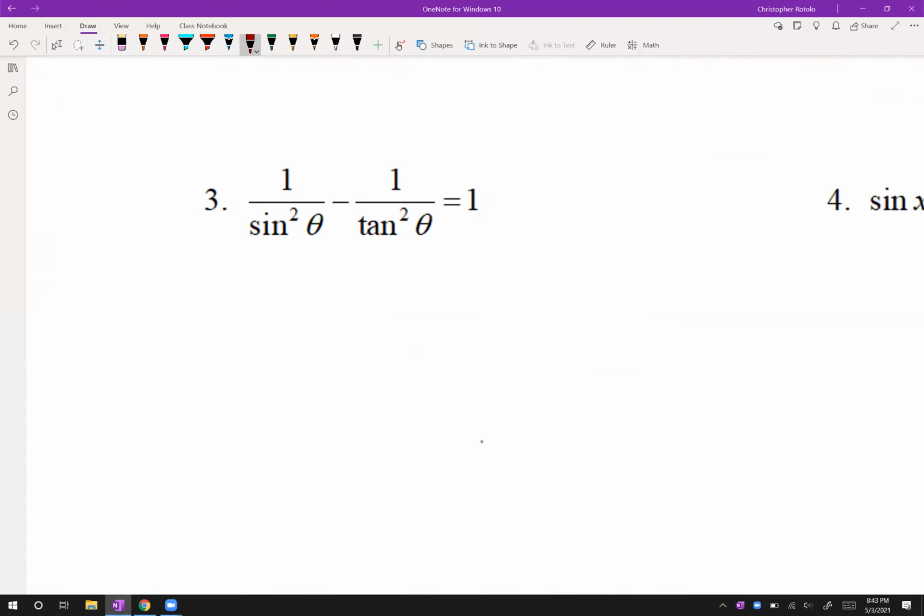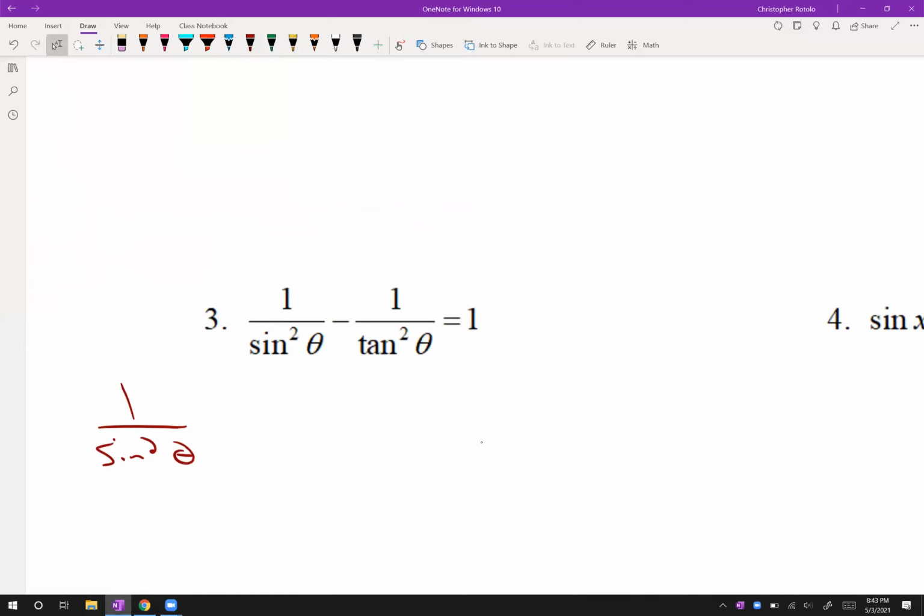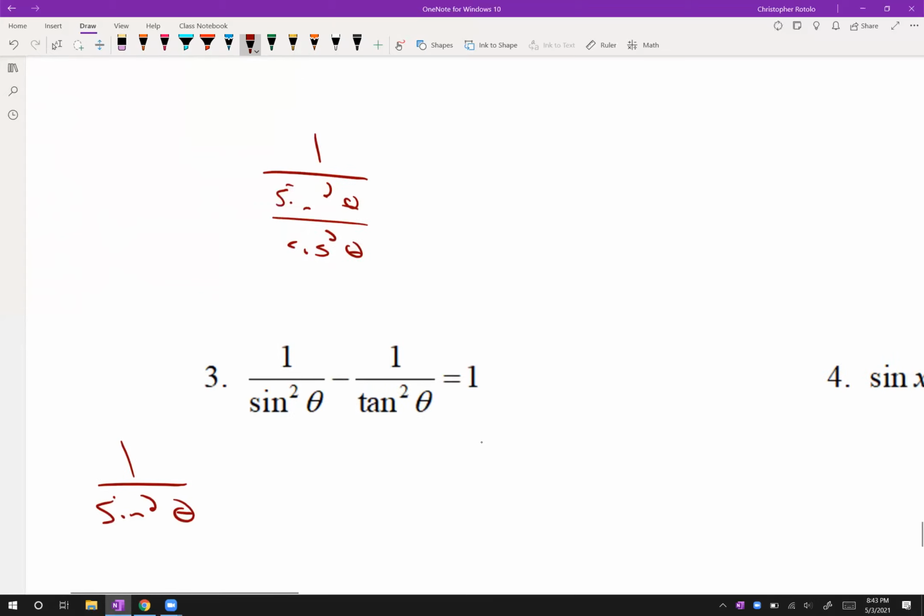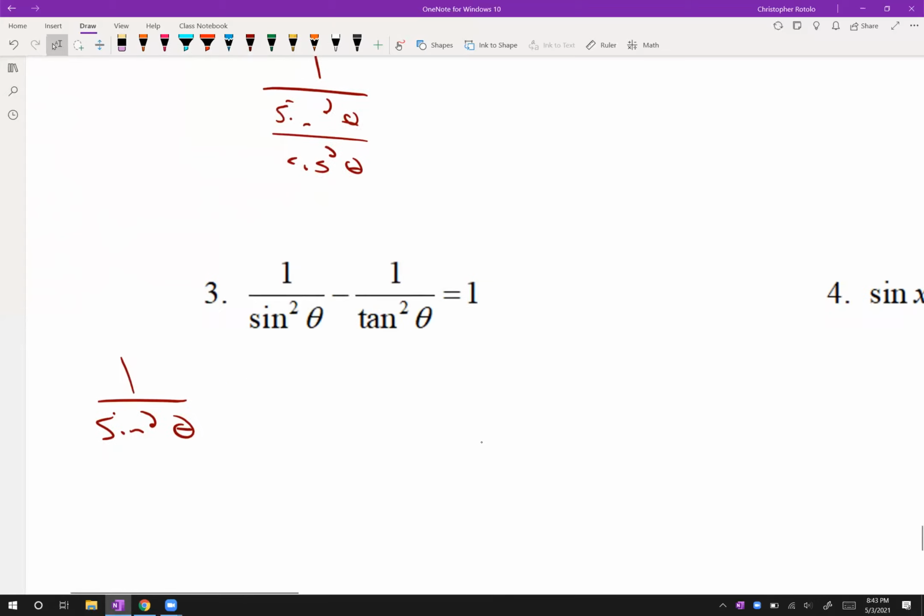All right, let's get a couple ideas going here. So we get 1 over sine squared theta. Let's get this thing mixed up here. So this is 1 over tangent squared. Well, that's actually sine squared theta over cosine squared theta. Okay, so if we work on this being reciprocal, then I can actually say that this becomes minus cosine squared theta over sine squared theta. So then I do have a common denominator, and it equals 1.